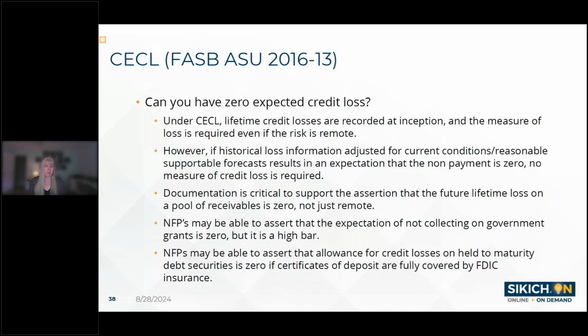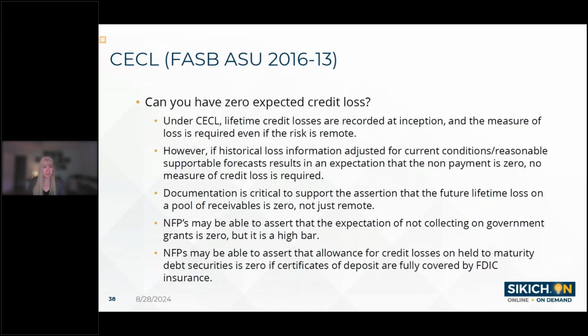And some examples might be if the not-for-profit organization has a government receivable, the amount has already been appropriated by the government. The not-for-profit has already performed its obligation under the agreement, and all that's waiting is collection of payment. So it's a pretty high bar in order to have zero credit losses. The other example would be in Treasury securities or certificates of deposit that are fully insured by the bank.